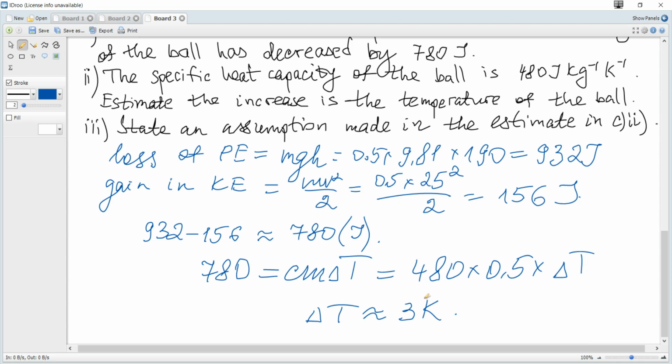State an assumption made in the previous question. It may be that all the lost energy went into heating the ball, or no energy was transferred to the surroundings, or the ball was heated uniformly. And that's all for this question.